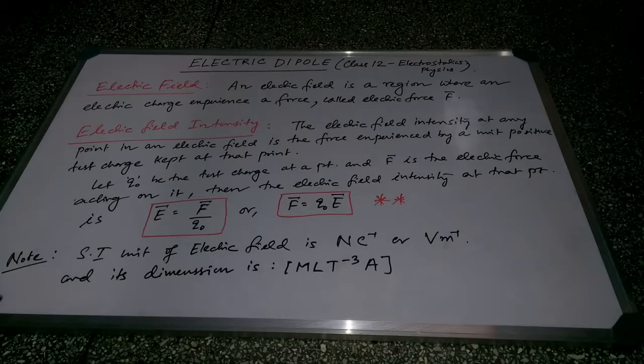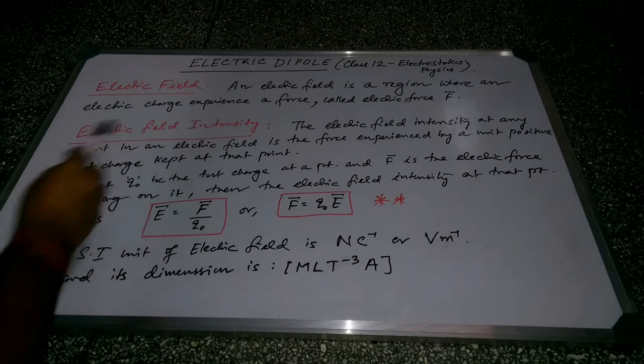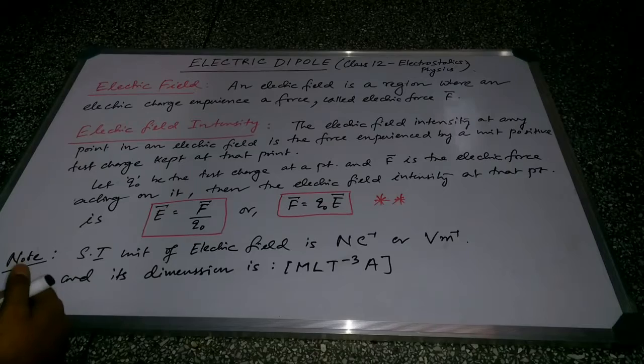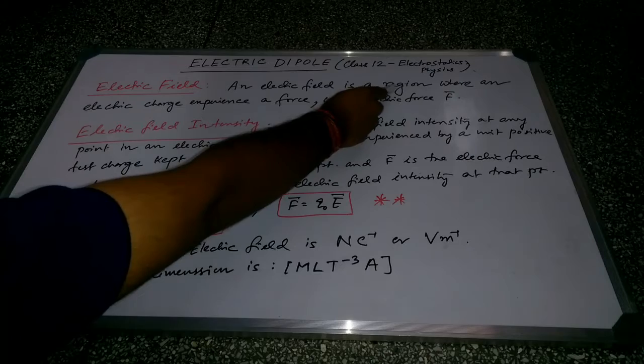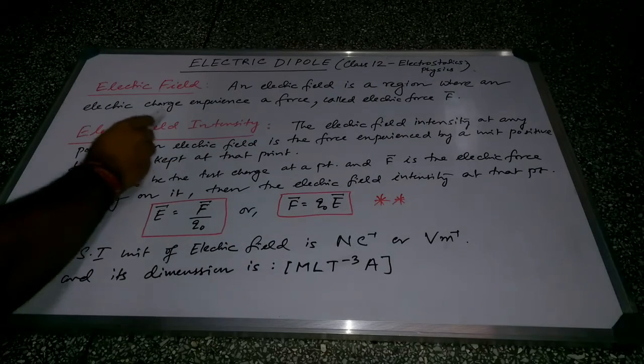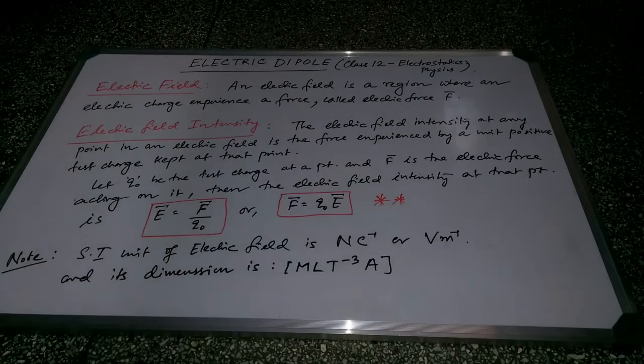To begin with, we shall learn two concepts: electric field and electric field intensity. So what is an electric field? An electric field is a region where an electric charge experiences a force called electric force F vector. So an electric field is a region where an electric charge placed in that region experiences some force. What force? Called the electric force F vector. So that region is called an electric field.